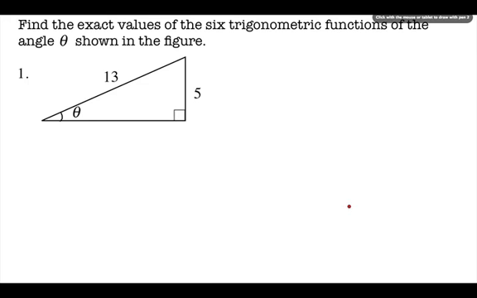This is number 1. It says find the exact values of the trigonometric functions of the angle theta shown in the figure. So the first thing you want to do is find the missing side in this right triangle using a little bit of algebra, applying the Pythagorean theorem. You just know that this is 12, or you can remember this if you remember from geometry. These are Pythagorean triples.